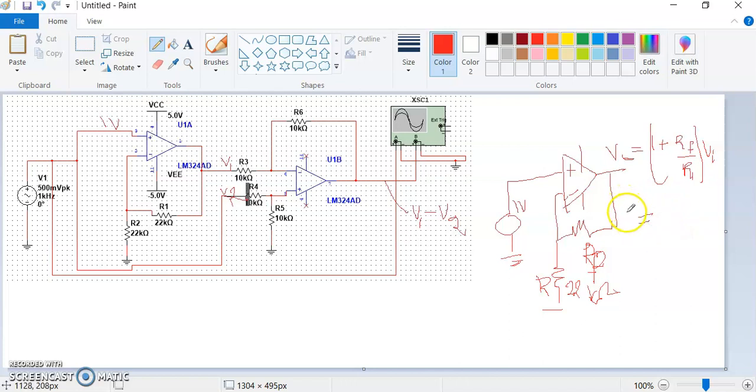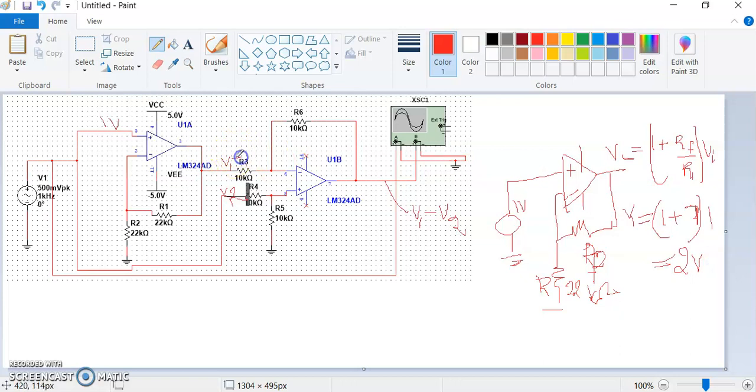So this V1 output voltage expression I am writing. V1 equals 1 plus RF, the feedback resistance value, which is 22 kilo ohm, and here also 22 kilo ohm. 22 by 22 gives 1. So 1 plus 1 into the Vi value of 1 volt. So 2 into 1 gives V1 as 2 volts. So this is our V1 value, 2 volts here.